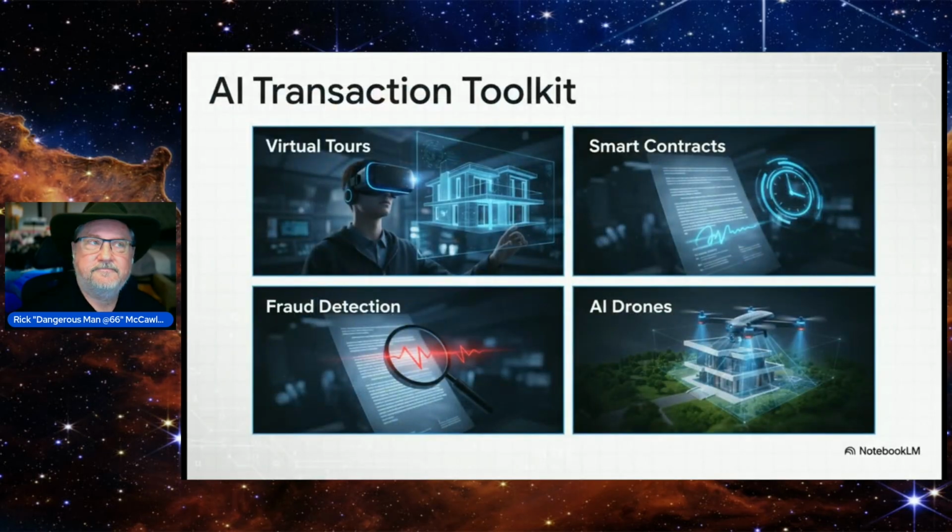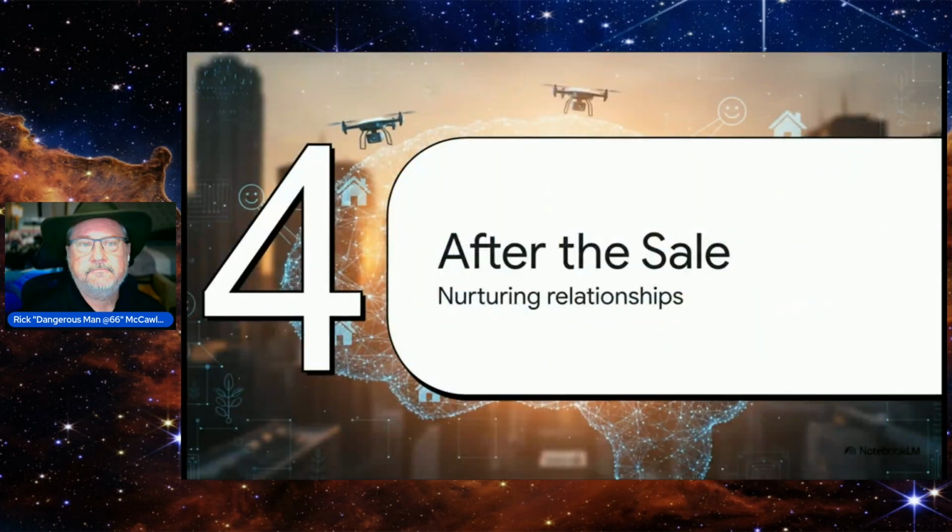And the toolkit just keeps getting bigger. You got companies like Matterport creating these amazing digital twins of a house for virtual tours. You've got AI powered smart contracts from DocuSign that can cut down paperwork time by half. There are even tools like Snapped that spot fake pay stubs and AI drones that get you stunning aerial shots automatically. It's wild.